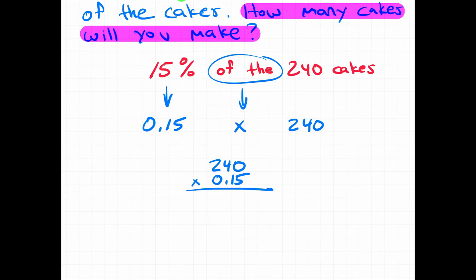Now what we need to do is take that number, 240, and multiply that by 0.15. Well, 5 times 0 is 0. 5 times 4 is 20. Carry the 2. 5 times 2 is 10. Plus the 2 is 12. Now we've got the 1, which is in the tenths column. So I'm going to put a 0 first.